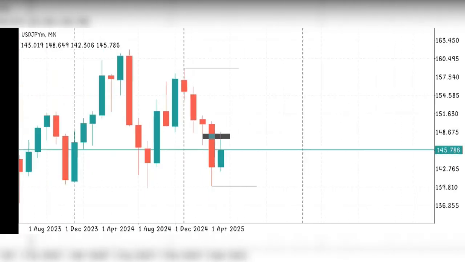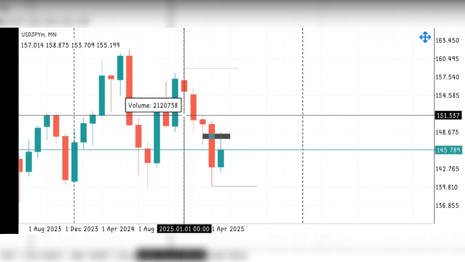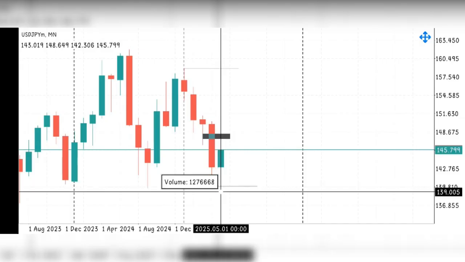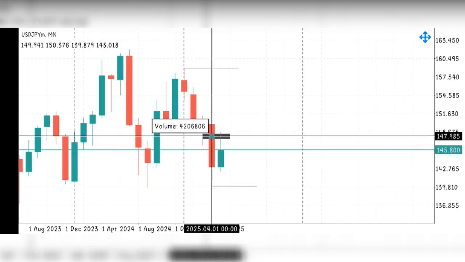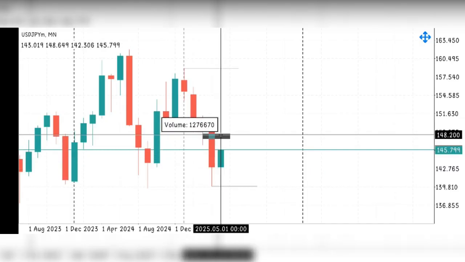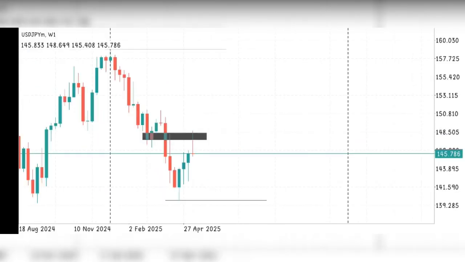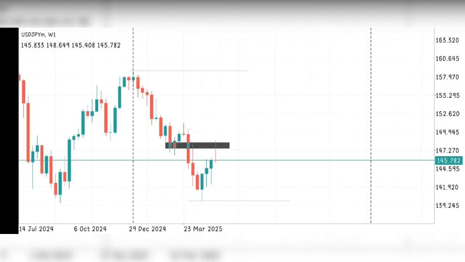So this is high. This is the internal range, the fair value gap, and this is the external range. So we're waiting for the market to tap into the internal range. And let's go to weekly time frame. So on our weekly time frame, this is what we have.